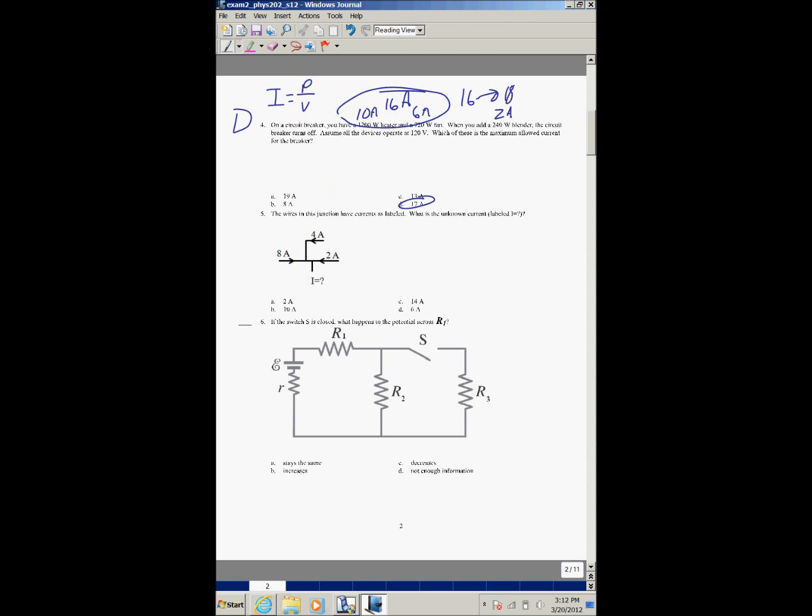Here I have 3 wires going in. I have 8, 4, and 2 amps. 8 plus 4 plus 2 is 14. So the current that is coming out here is 14 amps. It has nowhere else to go.